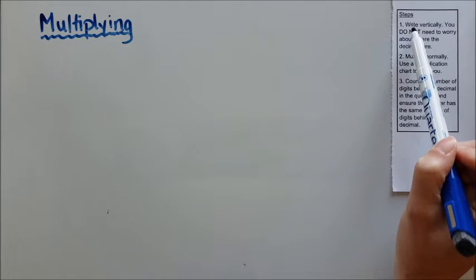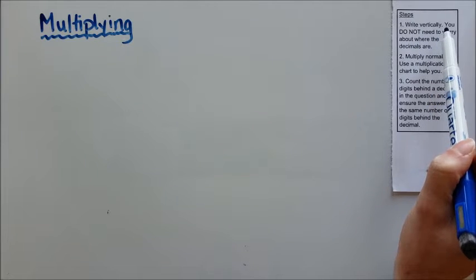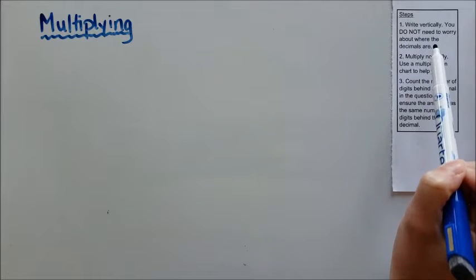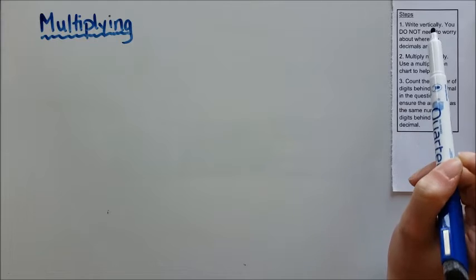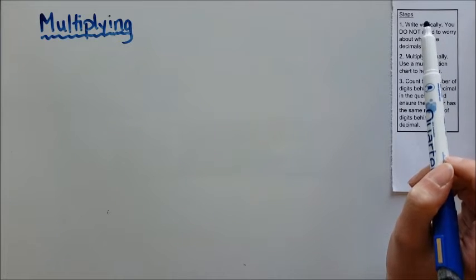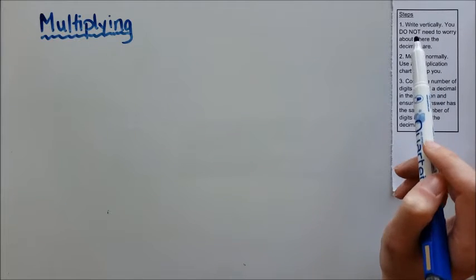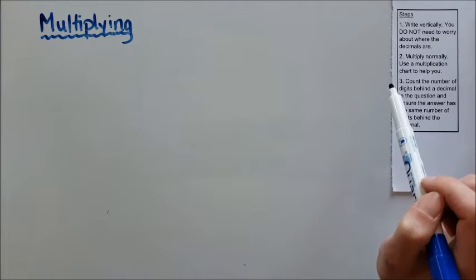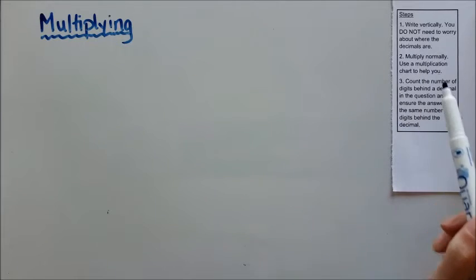So my steps are, first of all, to write vertically. We do not need to worry about where the decimals are when we are multiplying. In the last video, we did talk about how we have to line those decimals up if we are adding and subtracting, but in multiplying, it doesn't matter because the decimals are going to have their own little trick that we use to figure out where it goes in the answer.